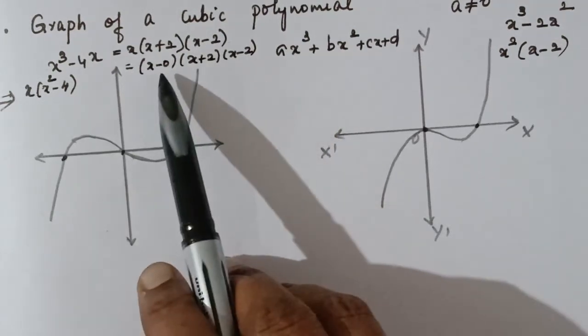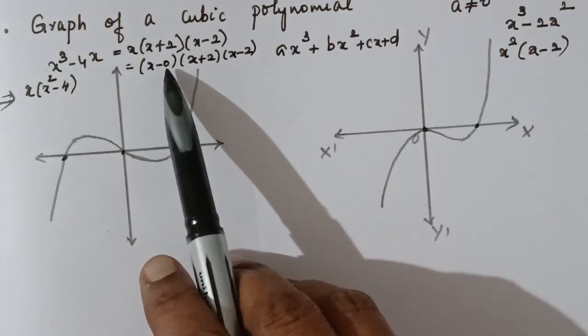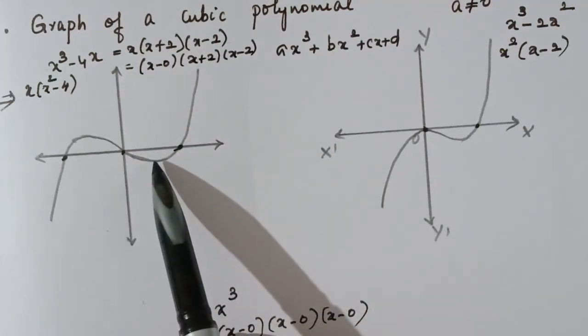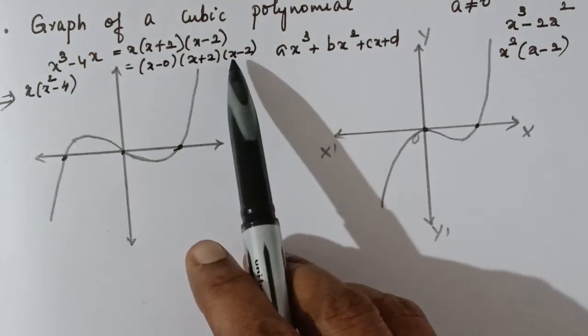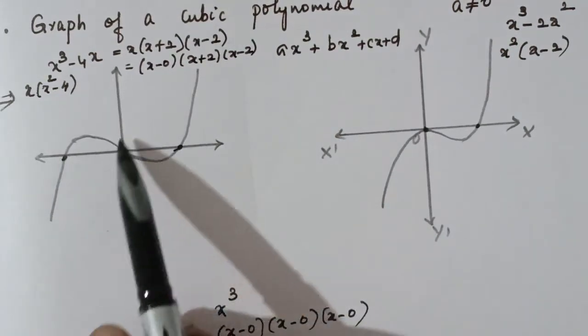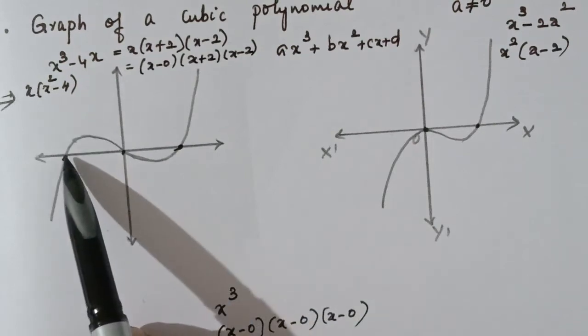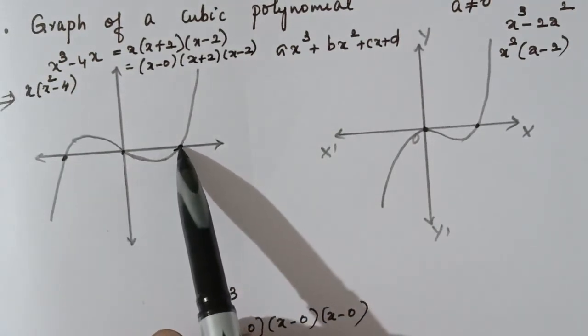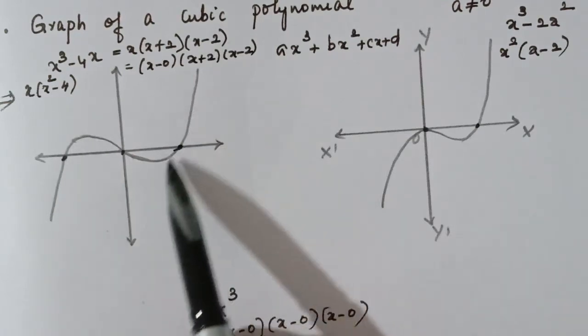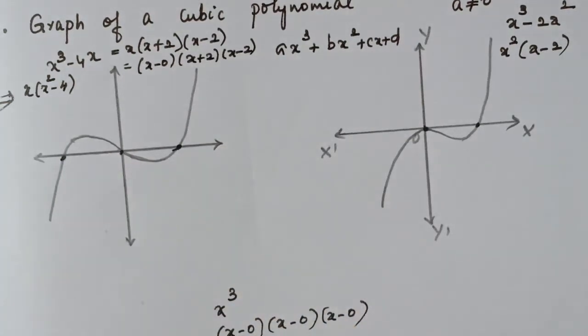That means since x equal to 0, it passes through the origin. So the other two zeros will be different. So you can see that for this graph, it passes through 3 distinct points. That shows that it has got 3 zeros.